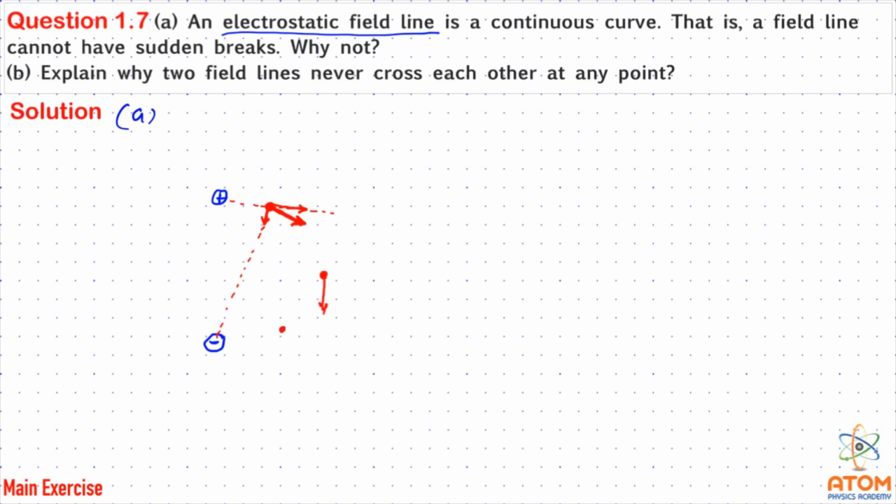Then if I choose a unit positive charge here, then it will have a force in this direction, so the electric field will be in this direction. So now if I draw a curve joining all the tails of all these electric fields, then that curve is coming in this way. So this curve is known as electric field line, or say electrostatic field line.